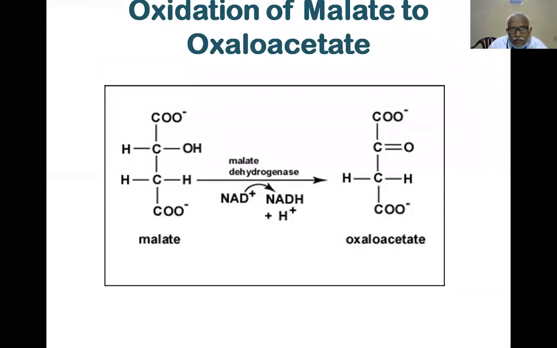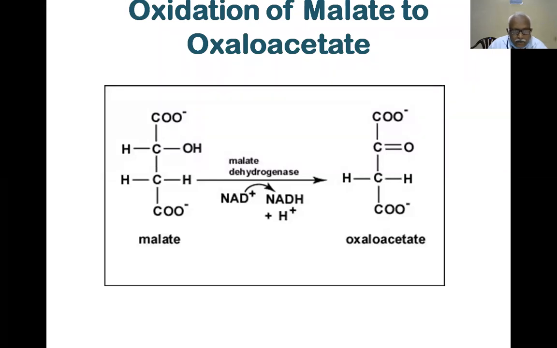So, oxidation of malate to oxaloacetate, coming back to the original step. Malate will be converted to oxaloacetate by the participation of malate dehydrogenase. NAD will be converted to NADH and H+.